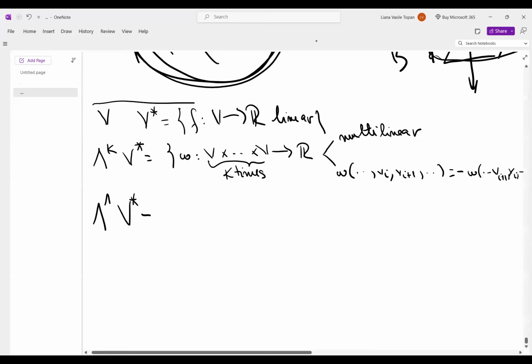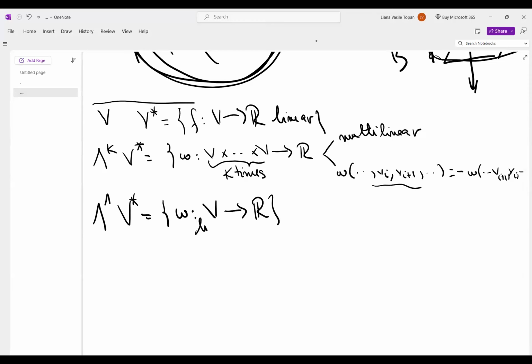So what is this? So we have maps going on V, just one copy of V, with values in R, which are linear, and well, the second condition is not there anymore because you only have one component, so linear. So you see, this means precisely the algebraic dual of V. And we say that the zeroth power is the set of real numbers.